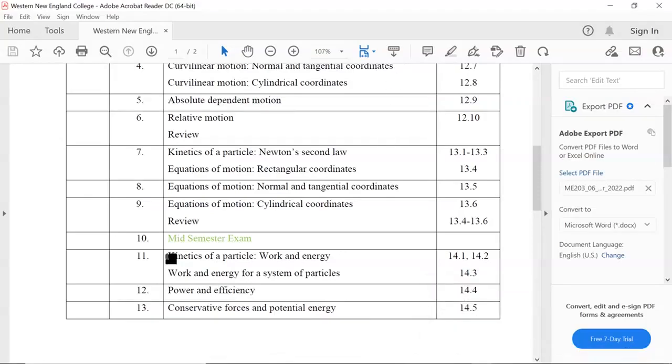Chapter 14, Topics 14.1 to 14.3, Kinematics of Particle, Work energy for a system of particles.